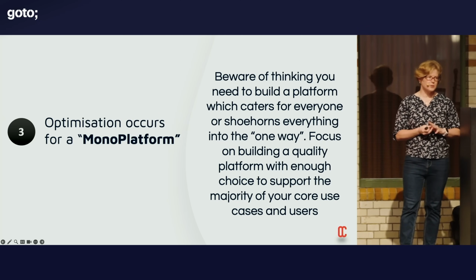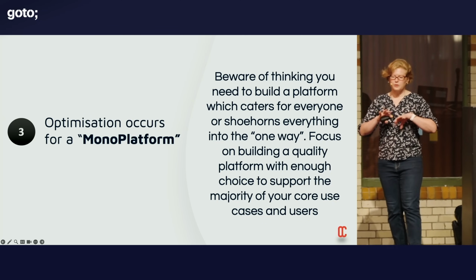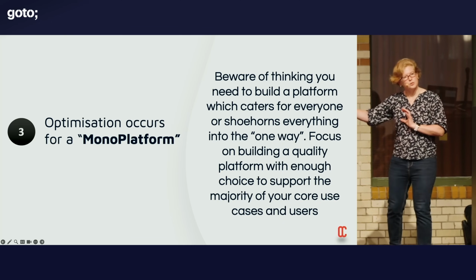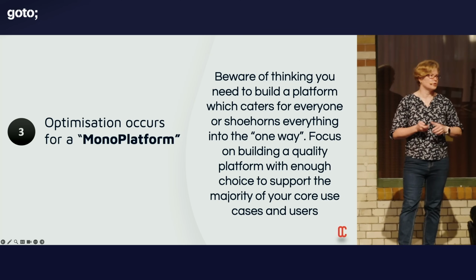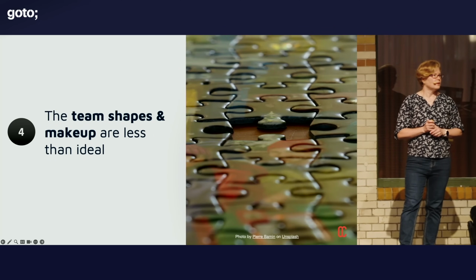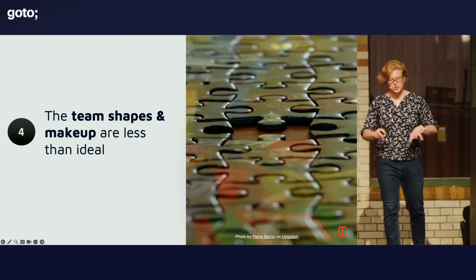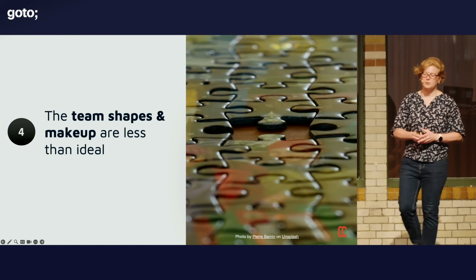So pragmatism is required here, but if you focus on building for the majority of the use cases and letting the other people actually do their own thing, then that will get you a good platform. So our fourth stumbling block occurs when we're actually trying to put together the teams that will build the platform and help the teams out.